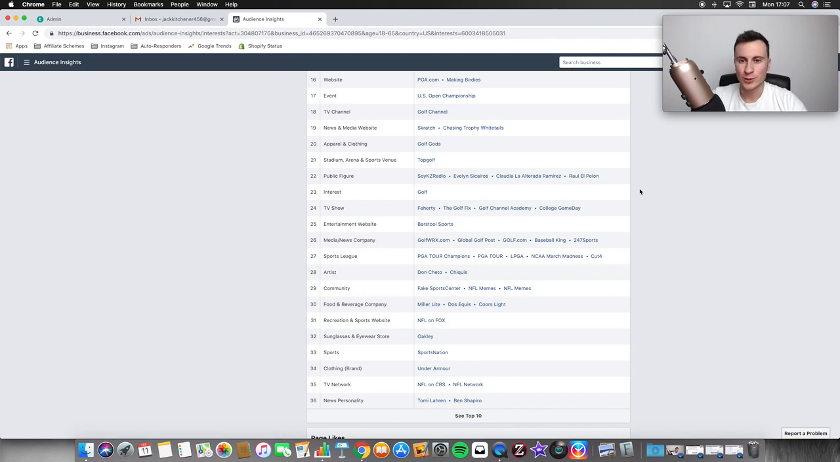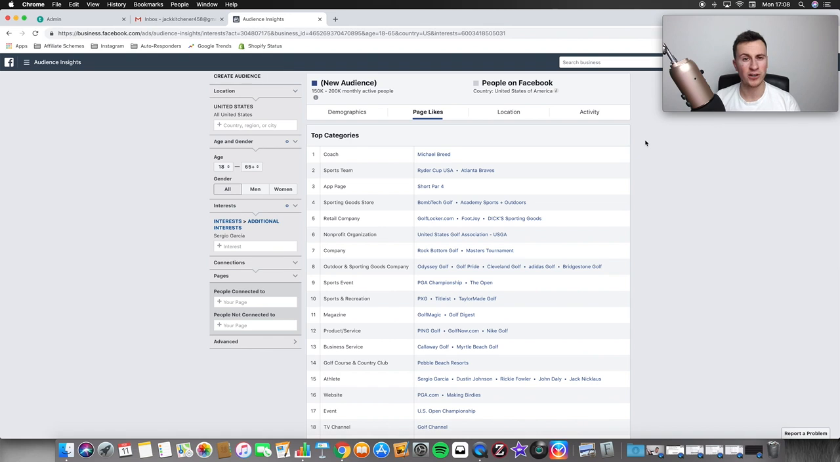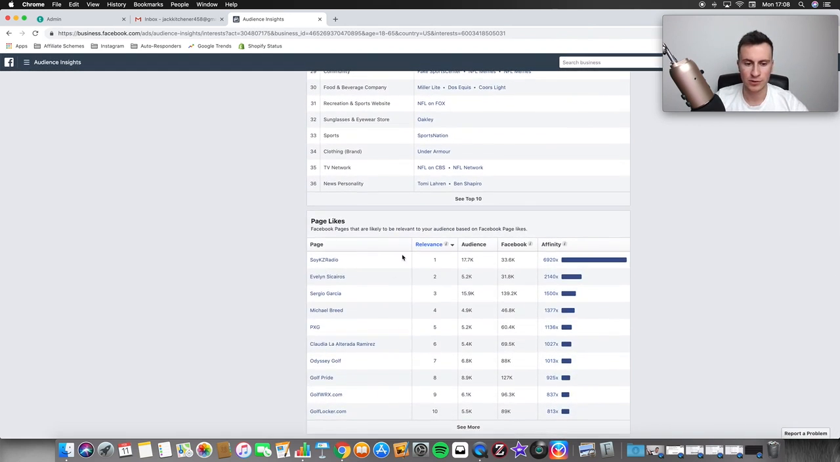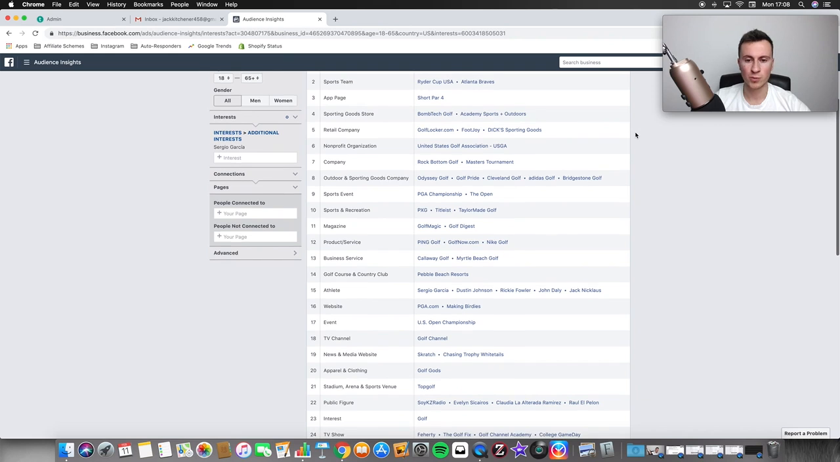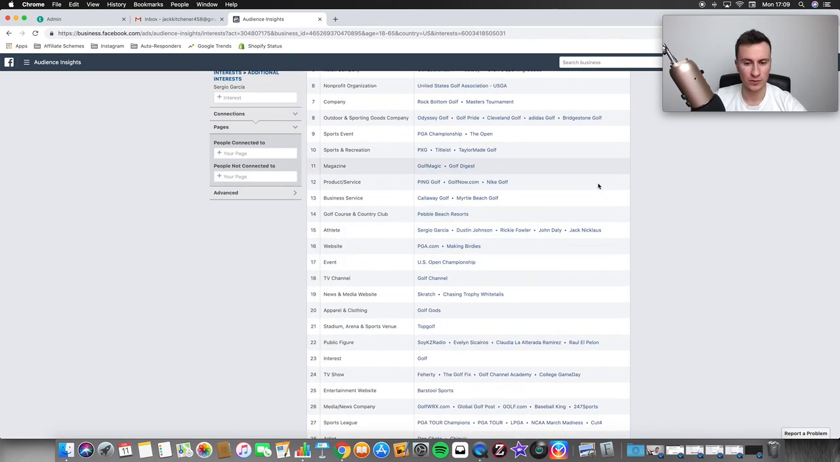So that's a stronger sign that Sergio Garcia is an interest that is purely golf related. It has a kind of higher value audience. And again, we can double check this by looking at the affinity scores of the relevant pages. As you can see, this one's over 6,000, this one's 2,000, 1,500. So these are all really good and strong signs that Sergio Garcia as an interest in the golf niche would be a pretty good one to target, purely because the majority, if not all of these, are related to golf.